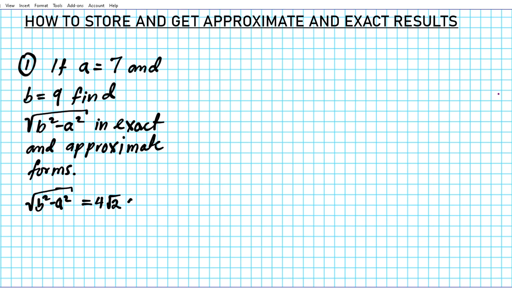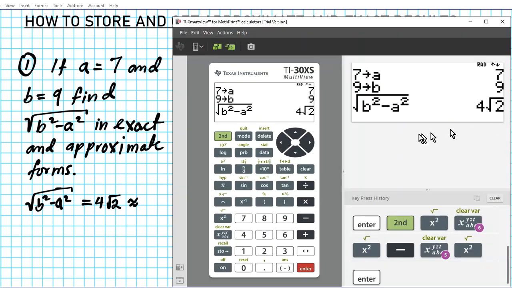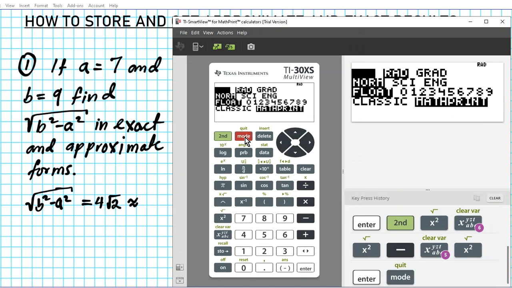How about the approximate value of this? What is the approximate value of this? Let's also take a look at the approximate form. You should know how to do both with your calculator. All right. So for the approximate form, go back to mode, and can you guess what it's going to be? Remember, math print is exact, and classic is the approximate form.